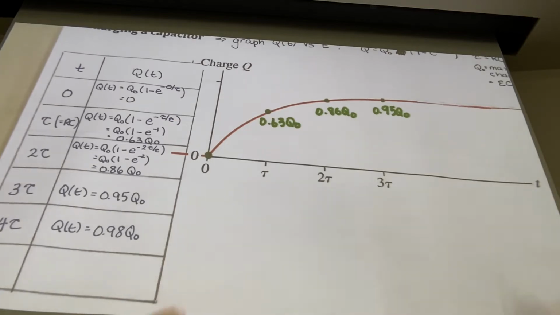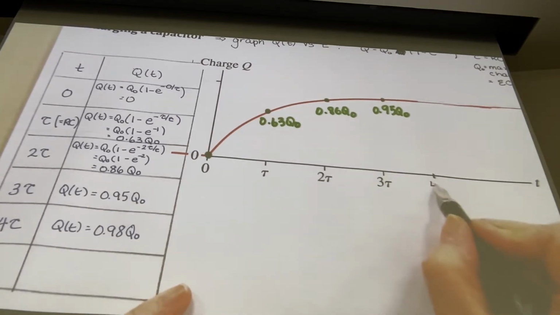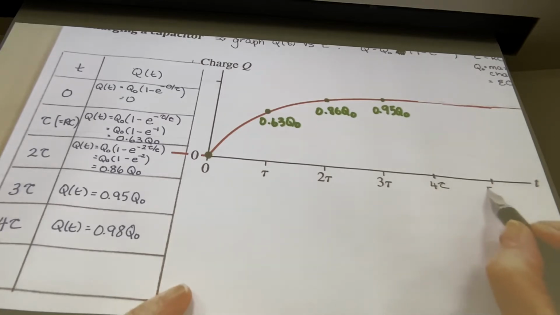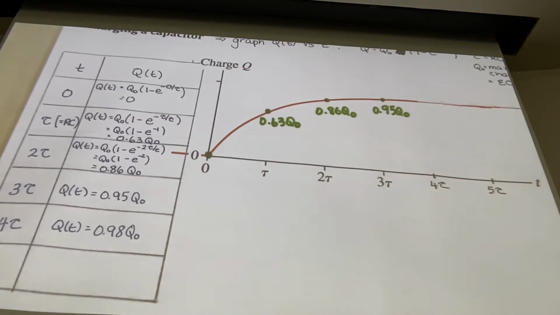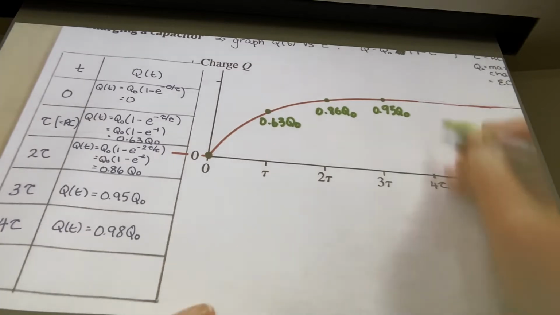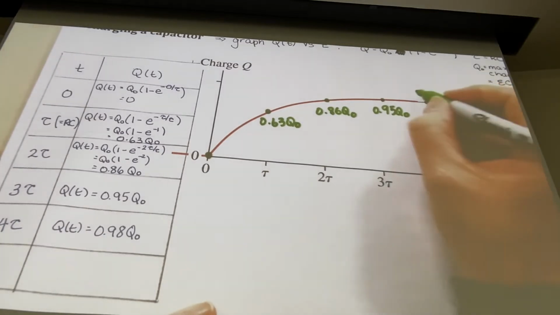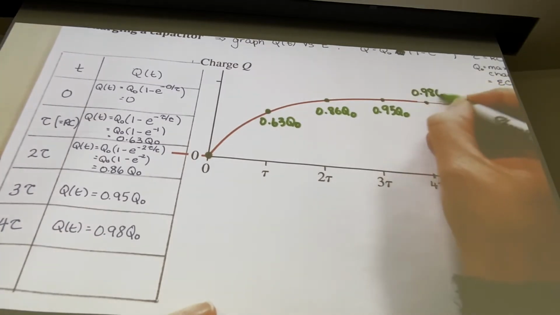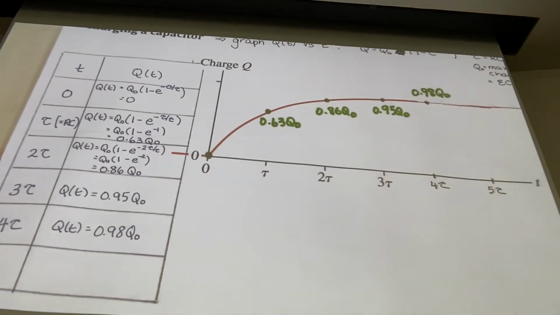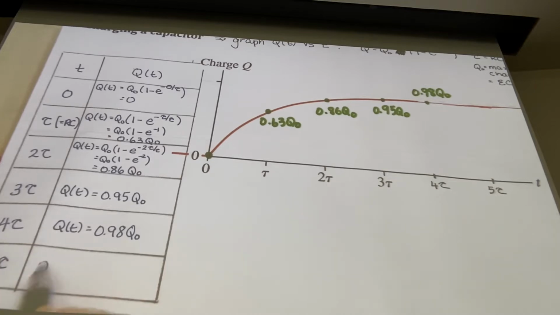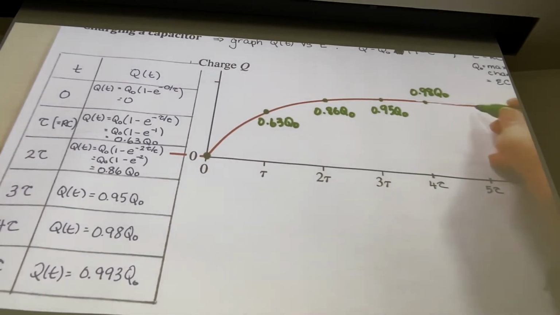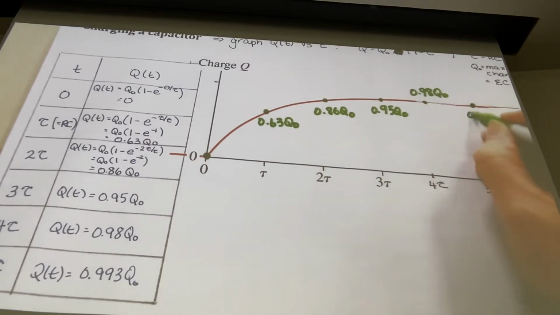So on our graph here, I'll put in 4 tau and 5 tau. So after 4 time constants, we're up here to 0.98 Q0, or 98% of the full charge. And then after 5 time constants, Q of t is equal to 0.993 Q0. So 99.3%, almost exactly at the line.